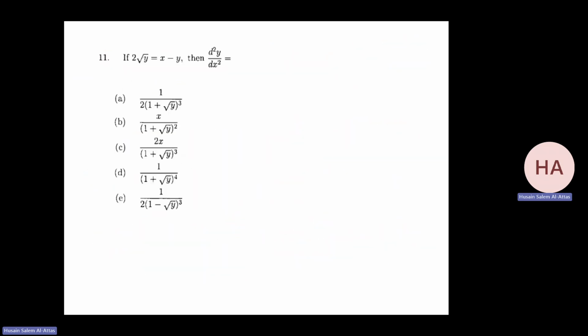Now, 2 square root of y equals x minus y. Find the second derivative, the same thing. Differentiate with respect to x. Hopefully this is not lengthy. See what will happen. I have 2, and this is 2y to the power half. So it will be y to the power minus half times y prime equals 1 minus y prime.